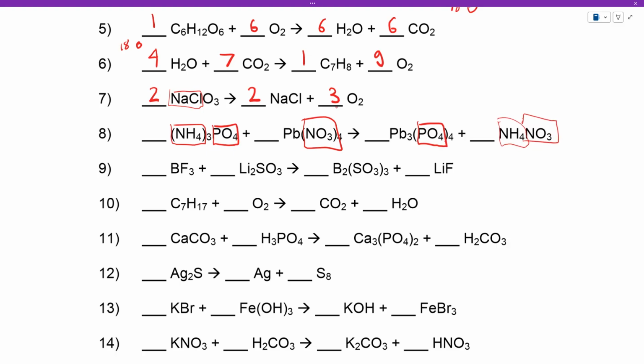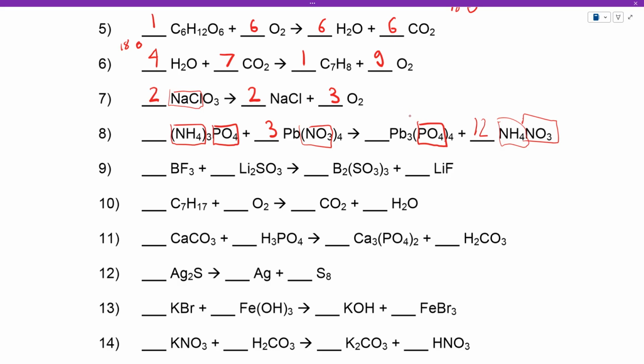Okay. So over here we have 3 of these NH4s. Over here we only have 1 of these NH4s. So we're going to put a 3 here to balance out the NH4s. NO3s, we have 3 over here. Over here we have 4. So we'll need to find the lowest common multiple, which is 12. So over here I'm just going to change it to 12, and over here I'm going to change it to 3.